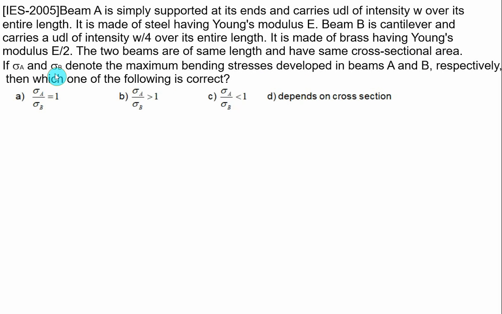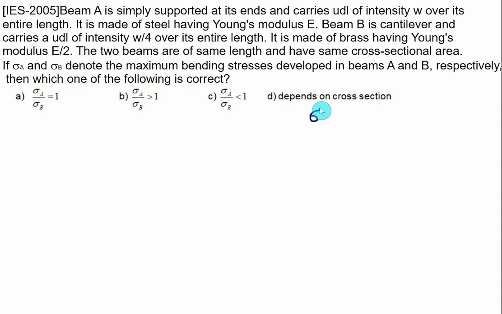If sigma A and sigma B denote the maximum bending stress developed in beams A and B respectively, then which one of the following is correct? He says that they have the same cross section. Same cross section means they have the same circular section or the same rectangular section. In that case, the value of C is fixed for both.